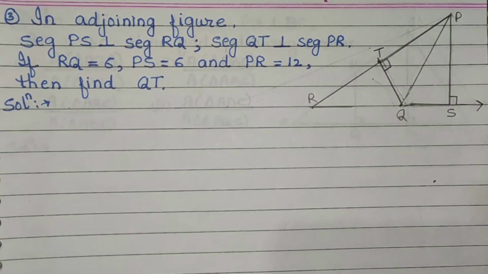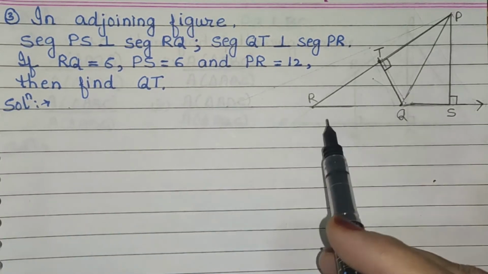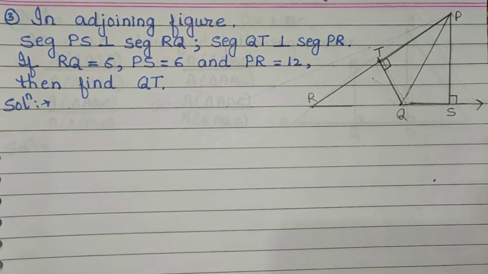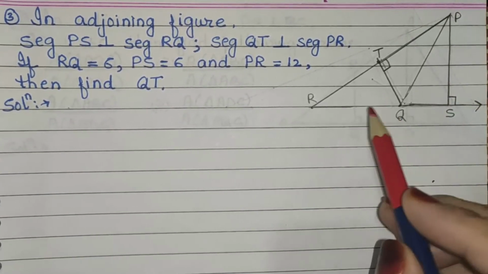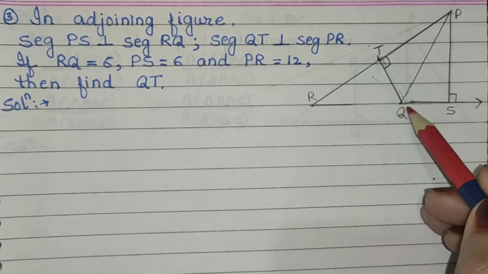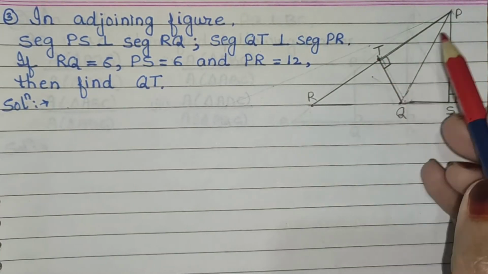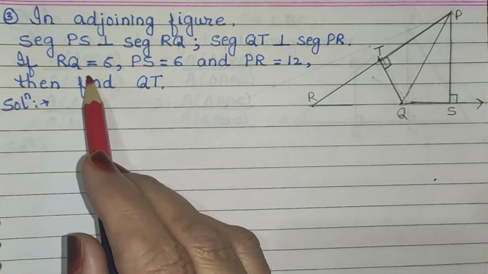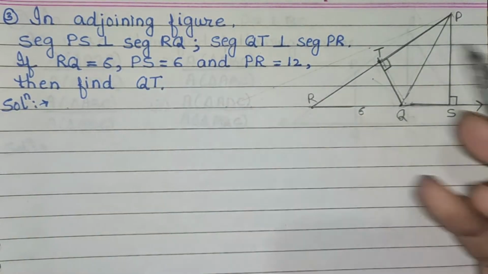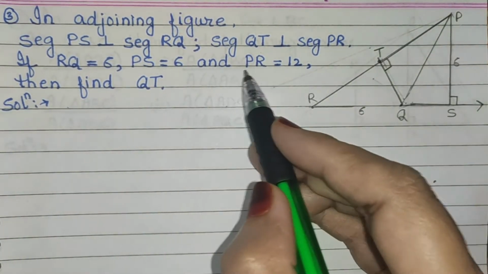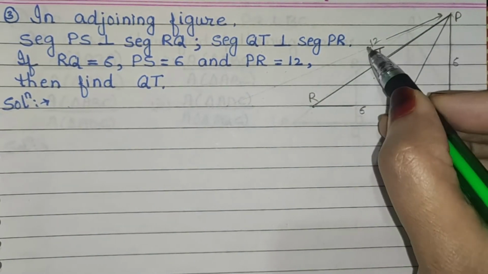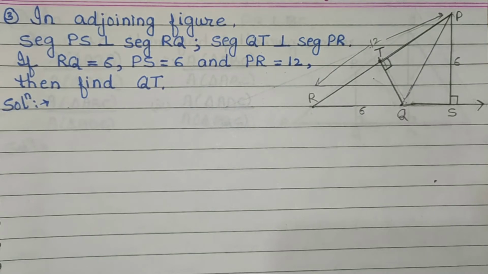Now look at the third question. In the adjoining figure, segment PS is perpendicular to segment RQ. Now look at here. Segment PS is perpendicular to segment RQ, and segment QT, this one, is perpendicular to segment PR. If RQ is equal to 6, PS is equal to 6, and PR is equal to 12. Our aim is to find the value of QT.